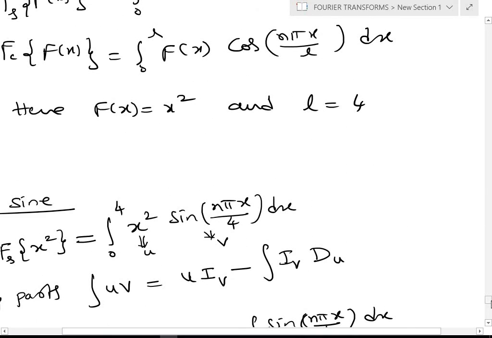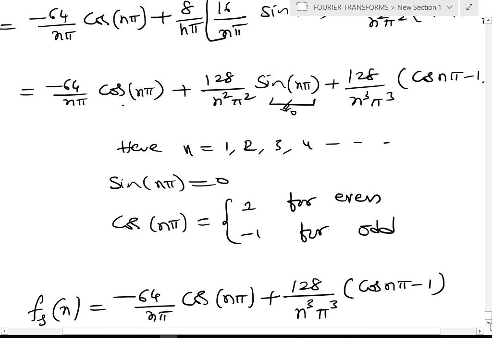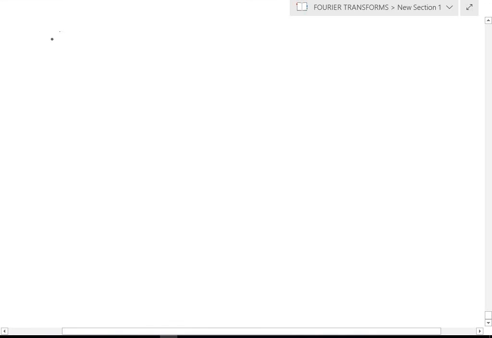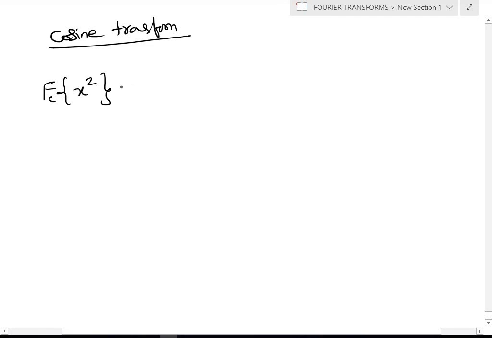Now we will go for the Fourier cosine transformation. The Fourier cosine transformation of the function x square will again have the limits from 0 to 4, f of x is x square, cos of n pi x by 4 dx.